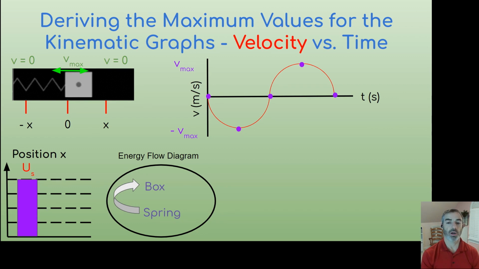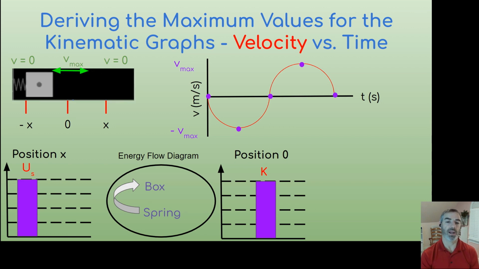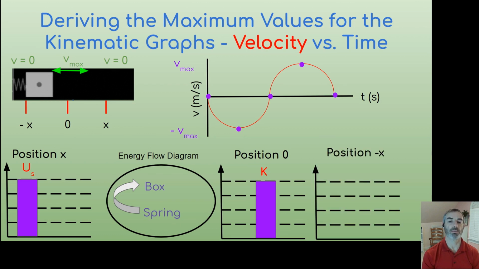So we can draw our final position for the position of zero. And we know that if the spring transferred all of its energy to the box, that's going to be all kinetic energy. Now we could continue to graph this as it oscillates back and forth and find when it's at negative x. Well, that's just when the spring's compressed the most, so it transfers all the energy from the box back to the spring, which gives us stored spring energy.